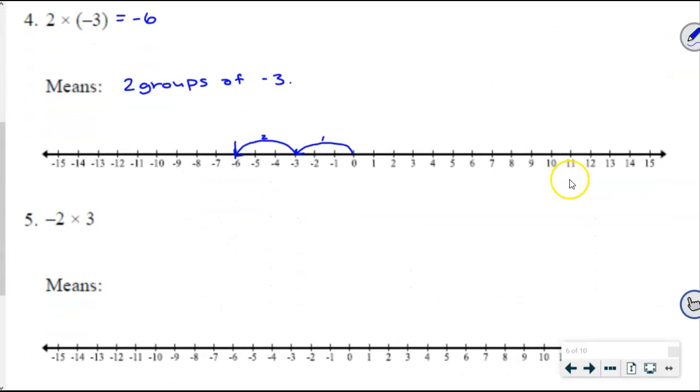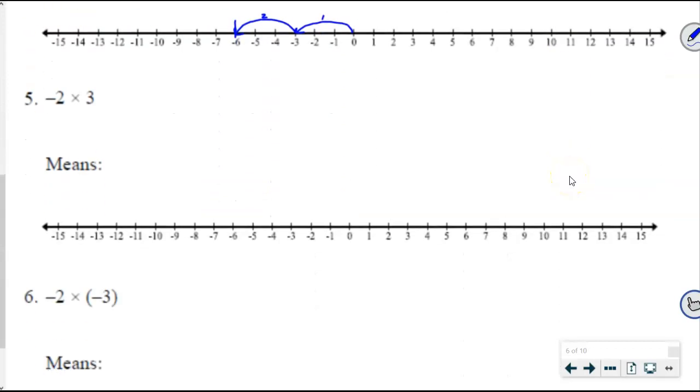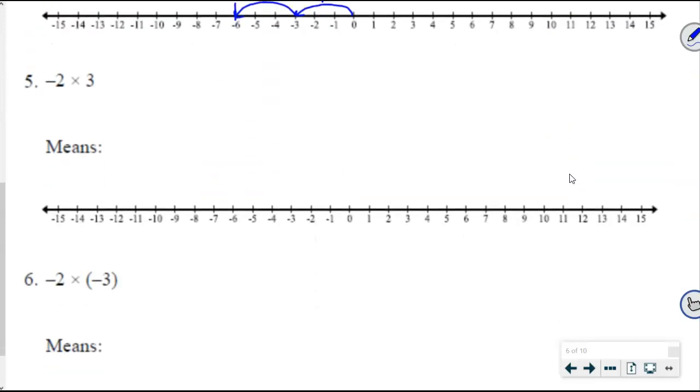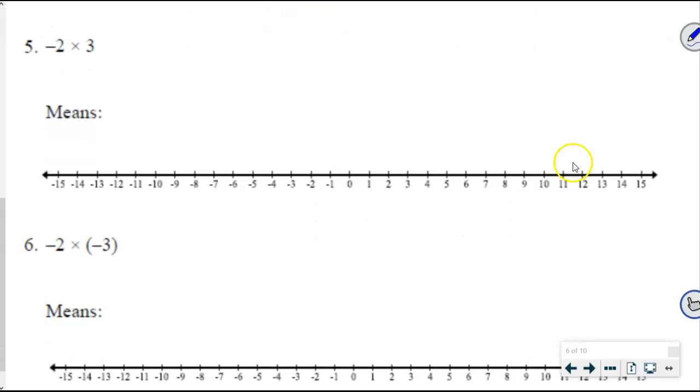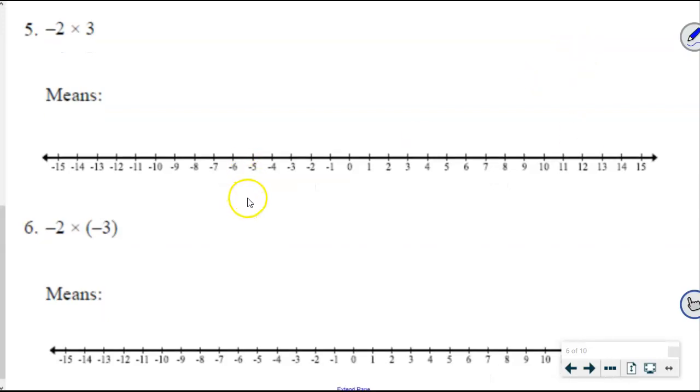And now, numbers 5 and 6 with your groups. I want to give you guys a 60-second head start here. What does that mean? Understanding what it means is the key to success so that we can correctly model it with our number line. So 60-second head start with your groups, and then we're going to come back together and go over it. Ready, set, go.